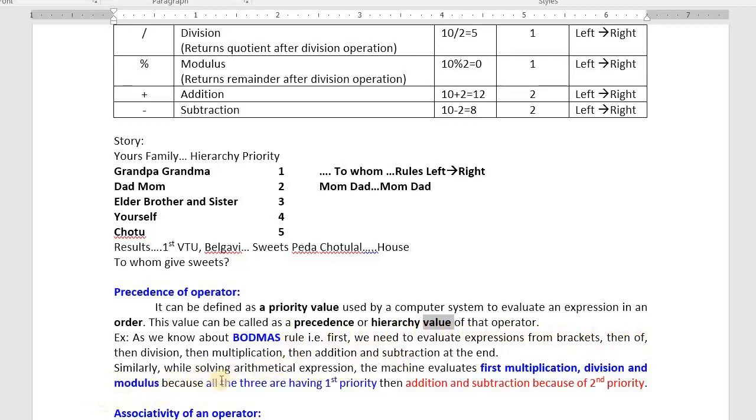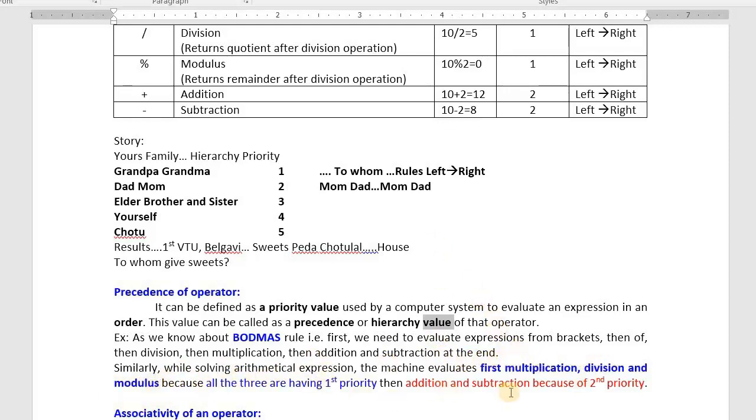Similarly, while solving arithmetical expressions, the computer system evaluates first multiplication, division and modulus because these are having first priority. Afterwards addition and subtraction. All the three are having the same priority. Which one comes at the left side first? That one. Don't think like that, always multiplication first. If division is at the left side, solve it. If modulus is at the left side, solve it. Because all the three are having the same priority.